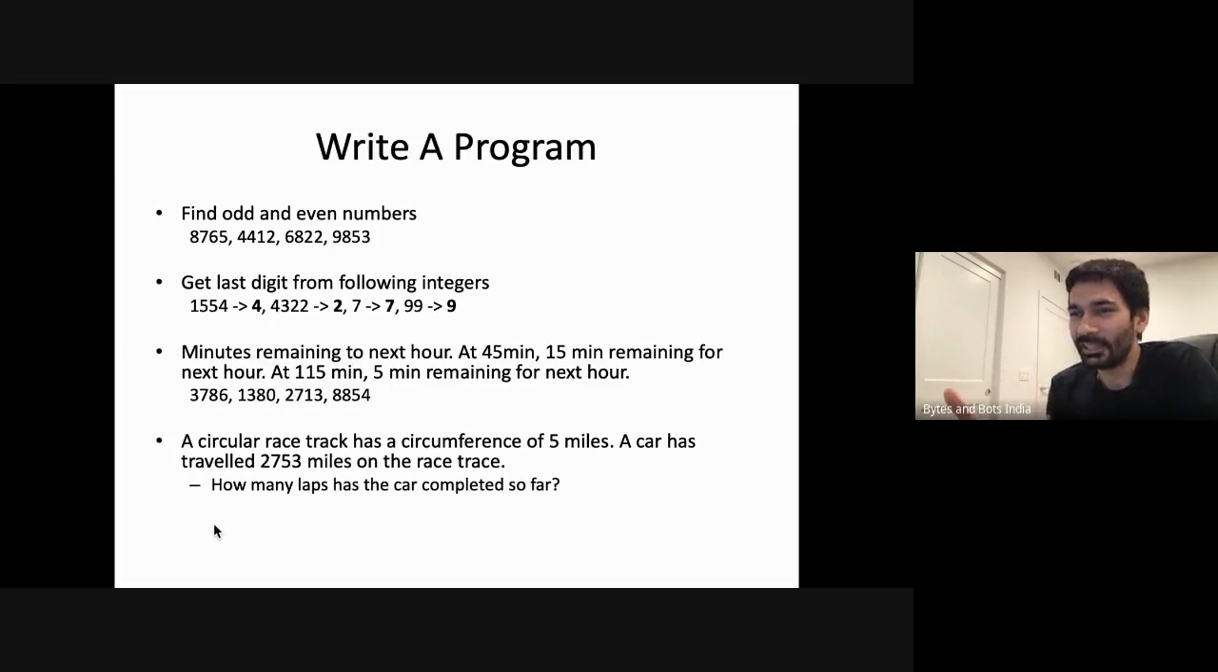So the question is: there's a circular racetrack, and its circumference is 5 miles, right? So if you go around the whole racetrack and come back to the same starting position, it is 5 miles. And a car has traveled 2,753 miles on the racetrack. The question is, how many laps has the car completed so far? A lap is wherever it started from, it has gone round the track once and it has crossed the same point, the starting point. That makes it one lap.